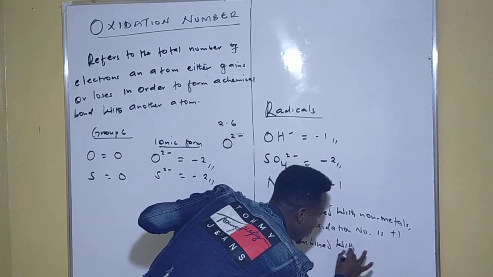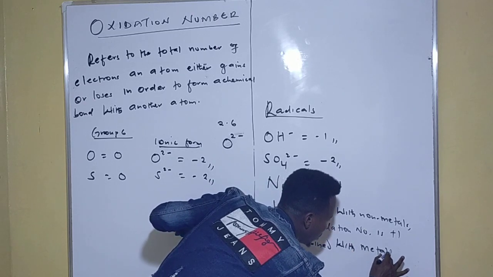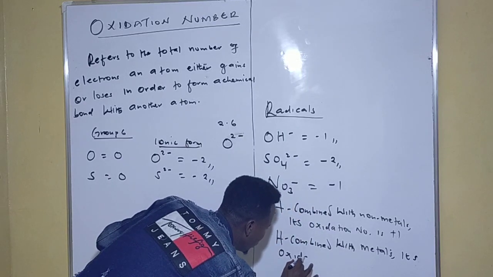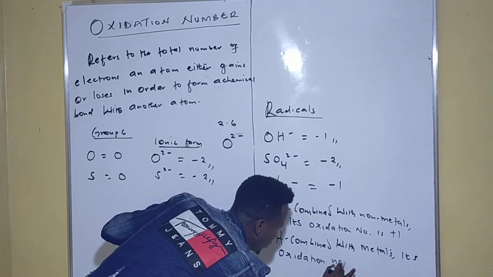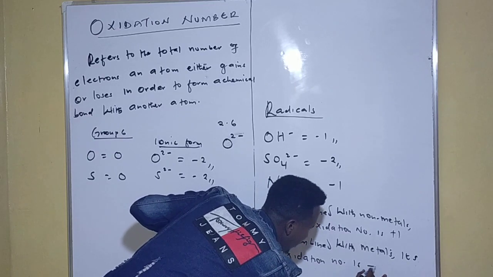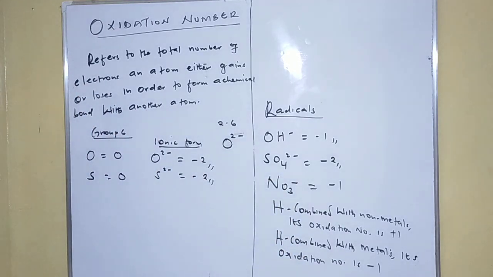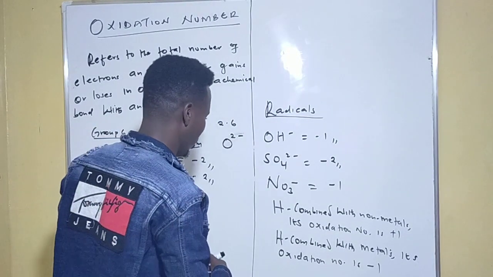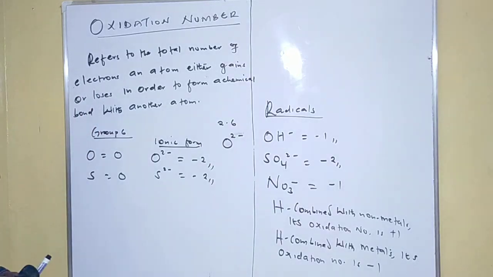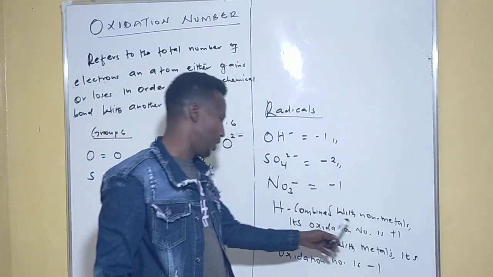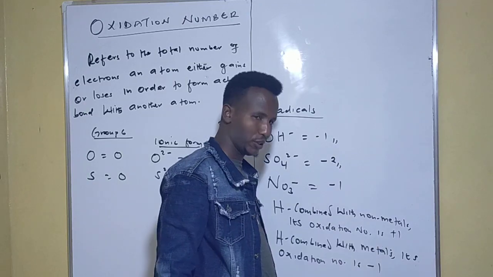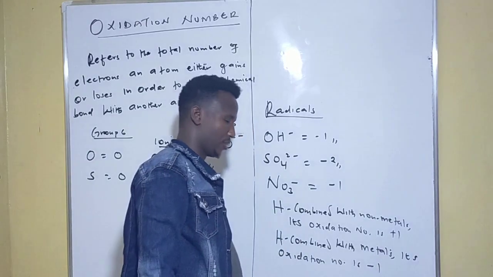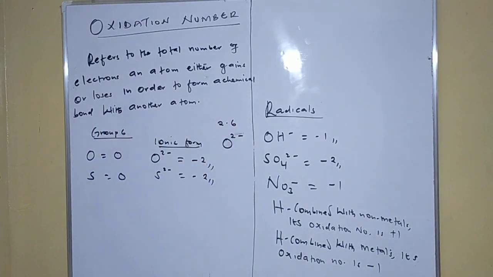Hydrogen combined with metals, its oxidation number or state is negative 1. Bear in mind that one. Please bear in mind that one, okay? So that's what we'll be talking about later on. So hydrogen combined with nonmetals, its oxidation number is positive 1. Hydrogen combined with metals, its oxidation number is negative 1. Just understand that.